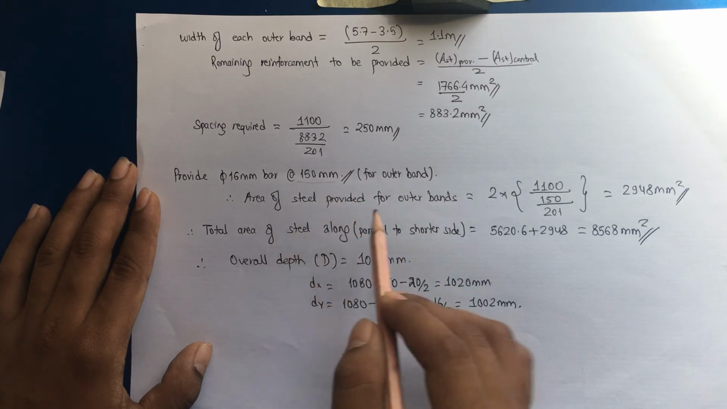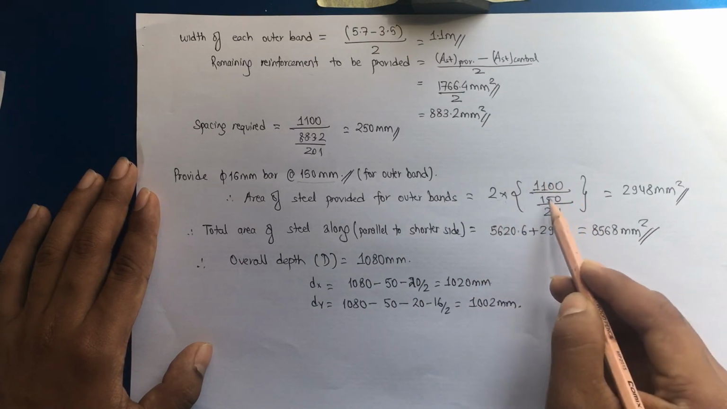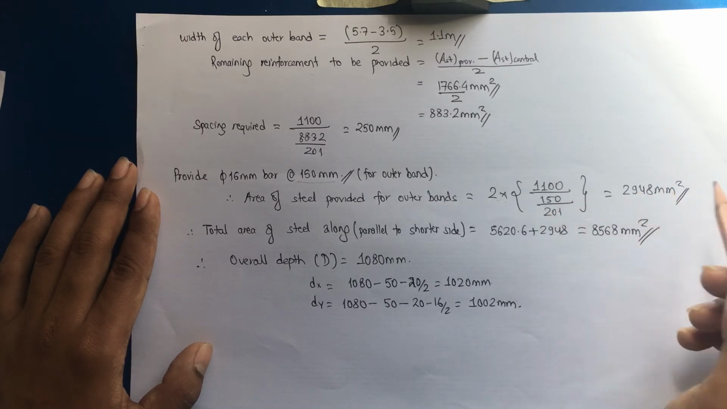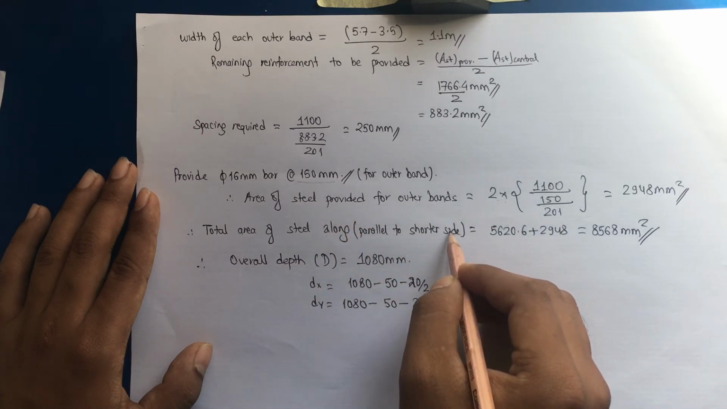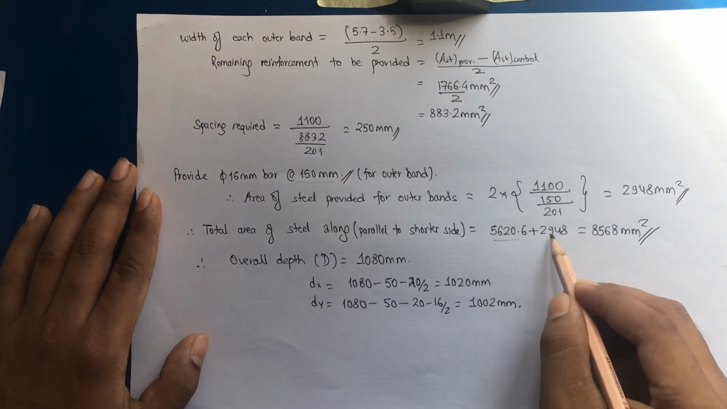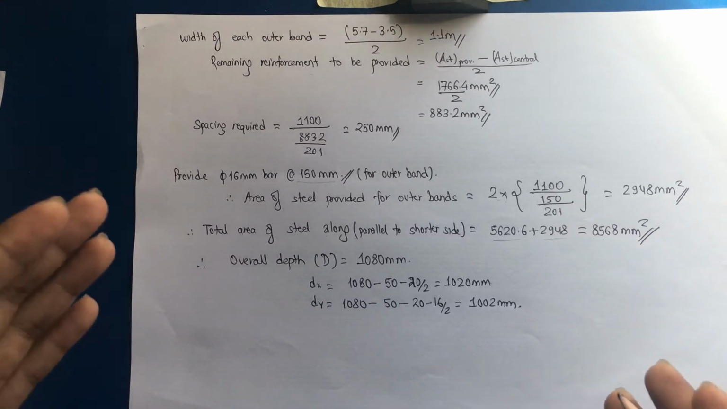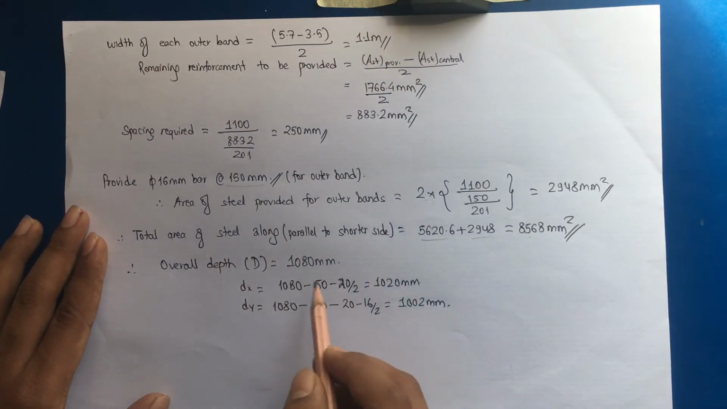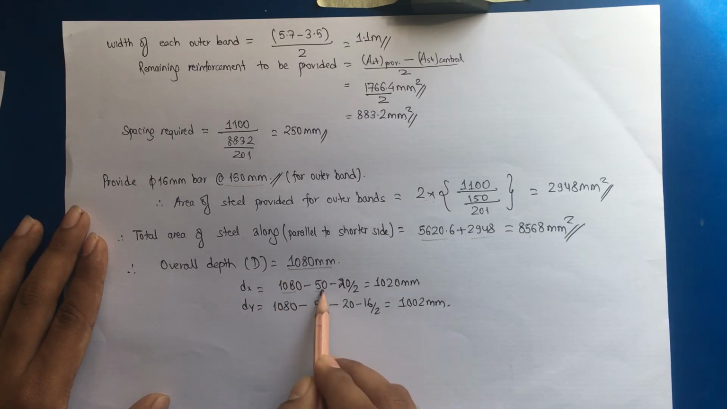Then the area of steel provided for the outer band as a whole is equal to 2 into the width of the outer band divided by the spacing provided, times the area of an individual bar, which is 2948 mm square. Then the total area of steel parallel to the shorter side is equal to 5620.6 for the central band and 2948 for the outer band. So this comes as 8568 mm square, which is greater than the required area, so it is okay. And finally the overall depth.